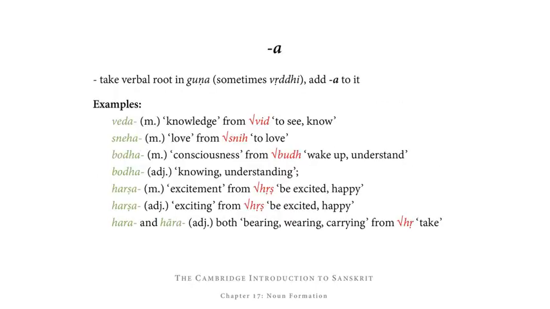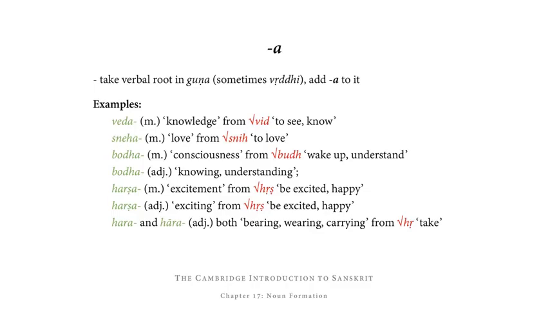The most basic suffix to add is short a. What you do is you take a verbal root, usually in guna, but sometimes you also find vriddhi, and you add an a to it. And the result is either a noun or an adjective whose meaning will be based on the meaning of that verbal root. So, for example, from vid, meaning to see or to know, we get veda, meaning knowledge. What you need to do is take that root, vid, put its vowel into guna, giving you ved, and add a, and you get veda.